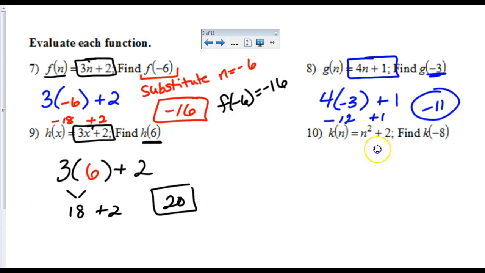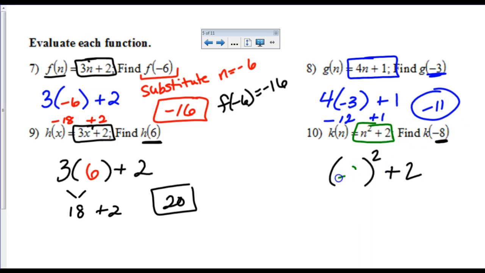And then finally here, our function is n squared plus 2. Now be careful on this one. You're plugging in a negative 8, but the function where it says n squared, it means you take whatever n is and you square it. So there's no parentheses in the function. They're implied is what we call that.